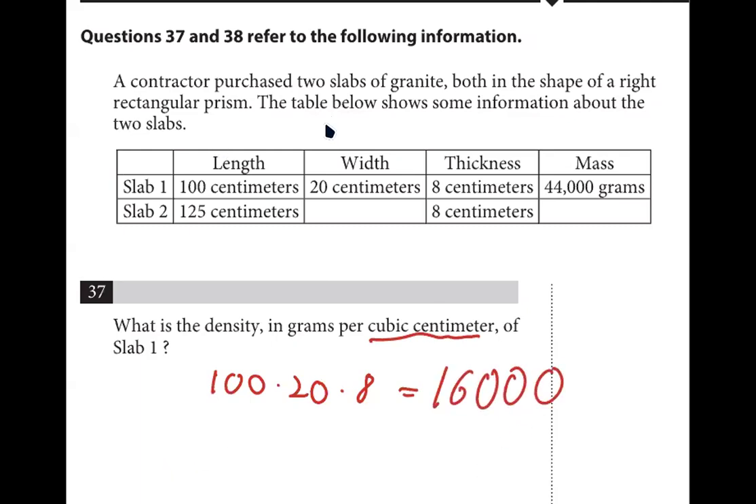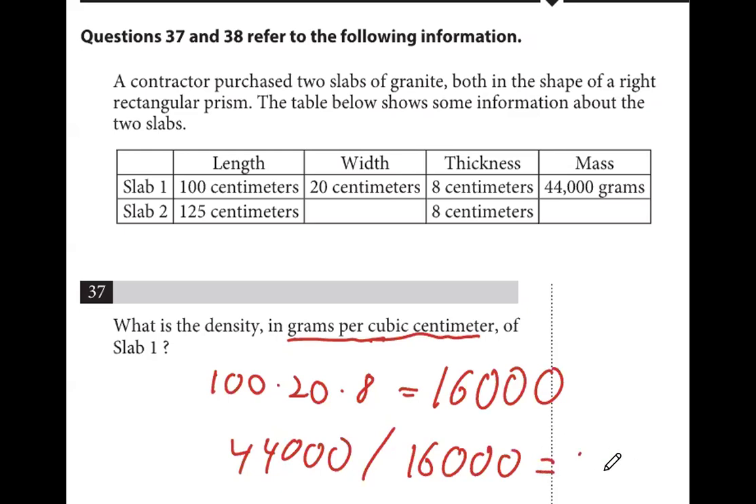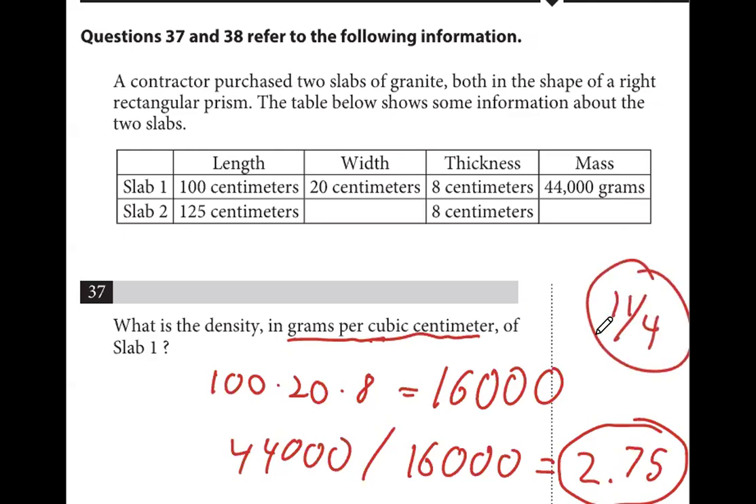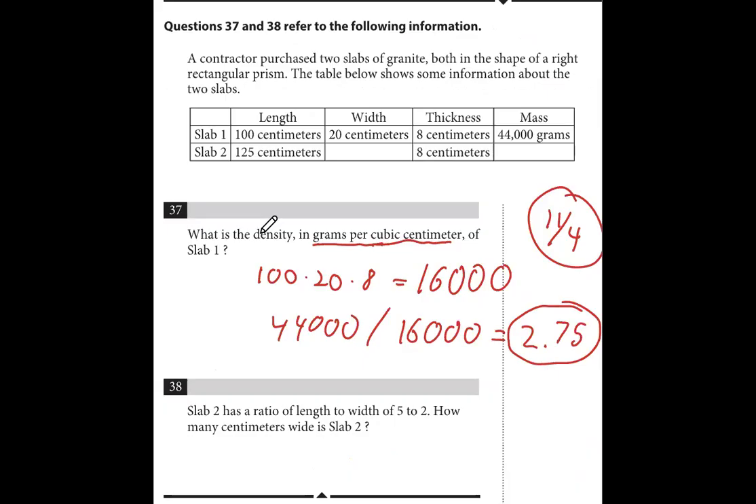And then we're asked to find grams per cubic centimeter, so that would just be 44000 grams divided by the cubic centimeters we found, which is 16000. This should be 2.75. So the correct answer is 2.75. You could have also put 11 over 4, which is the same thing, but as a fraction. Okay, question 38.